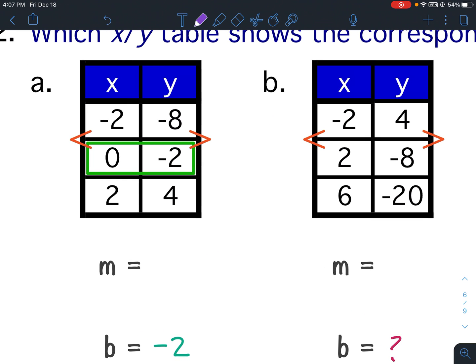Well, this one, I'm going to be taking negative 2 minus negative 8. Negative 2 plus 8 is 6. On the left side, 0 minus negative 2, minus a negative becomes positive. So my slope here is 6 divided by 2, which is 3. So again, I subtracted here, and I subtracted here.